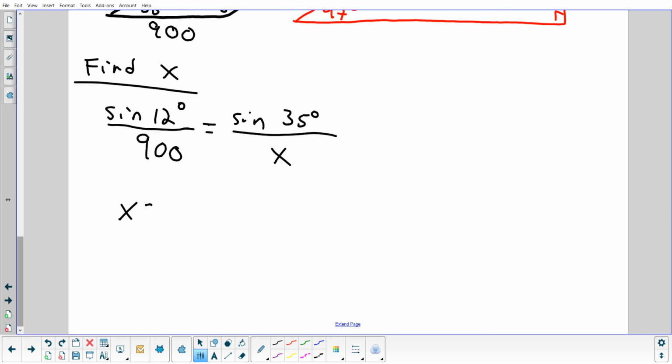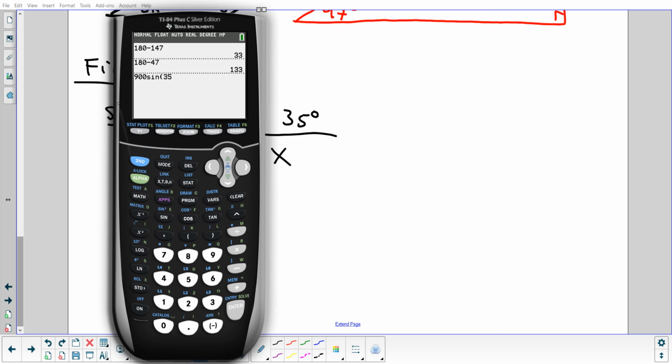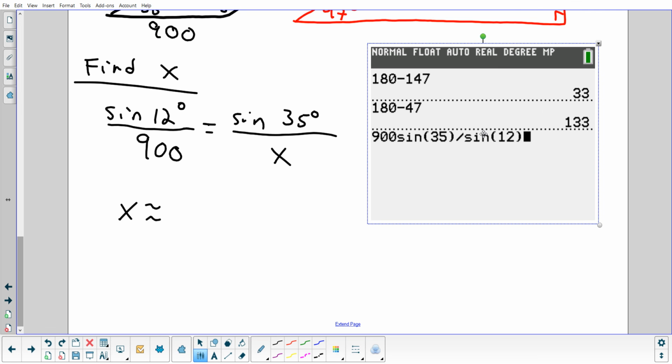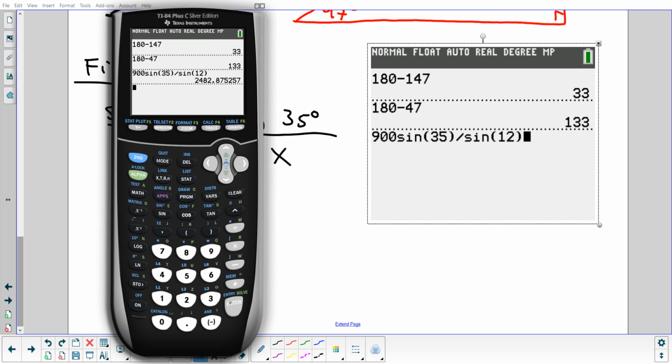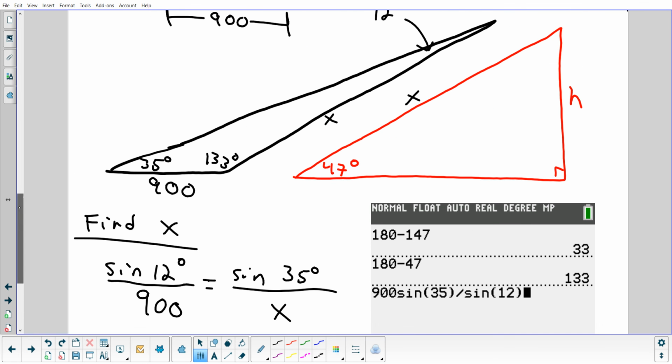All right. So x equals 900 sine 35, and then we're going to divide by sine 12. It's important you type it in just like that. All right, so that gives me 2482.88 for x. Now let's fill that in right here.